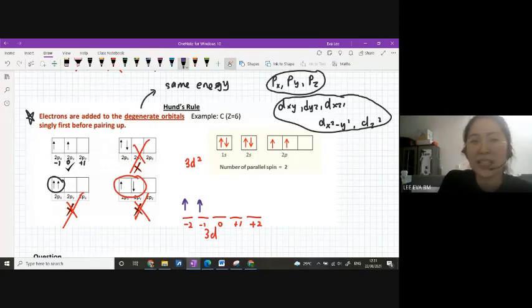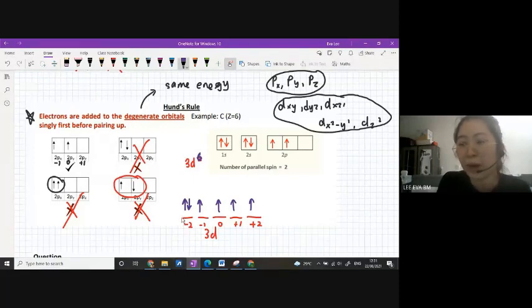Okay? Or let's say kalau sekarang Madam nak jadikan sebagai 3d6. 3d6, so 1, 2, 3, 4, 5. Okay, tak penuh, baru kita pair up to the last one over here. So 1, 2, 3, 4, 5, 6. So you cannot do pairing up first. You must fill everything singly first before pairing up. This is according to Hund's rule.